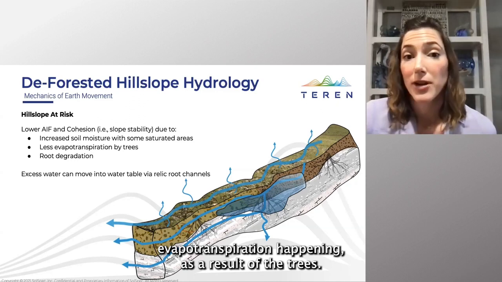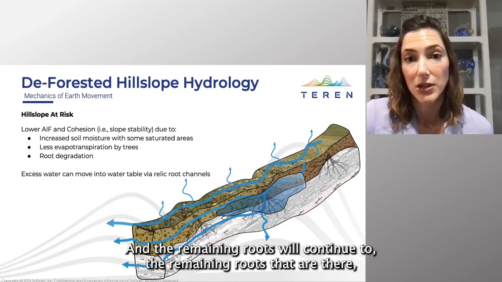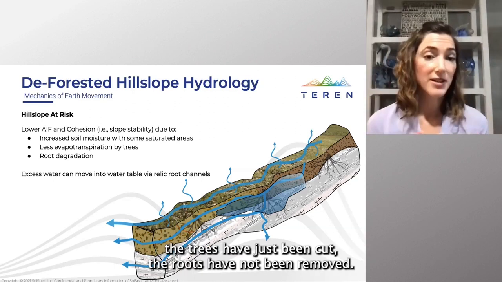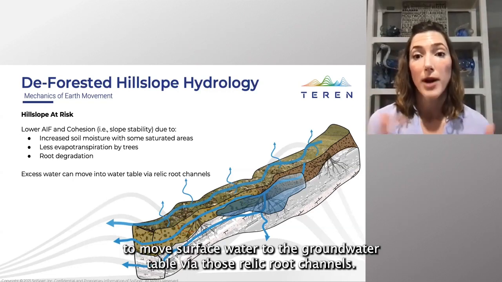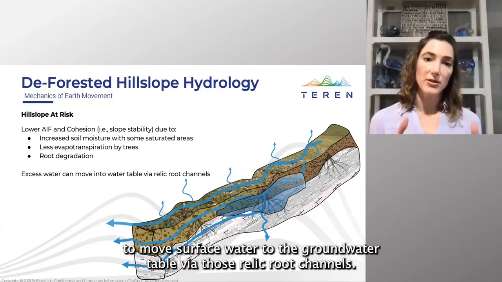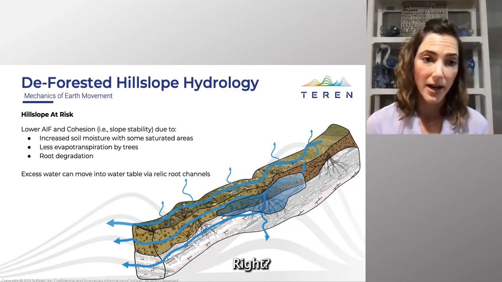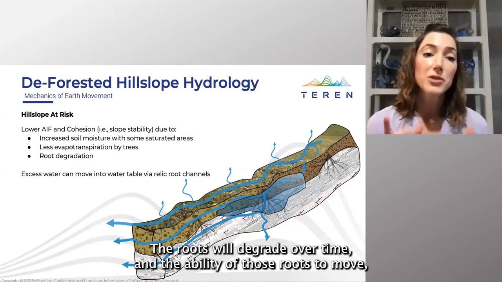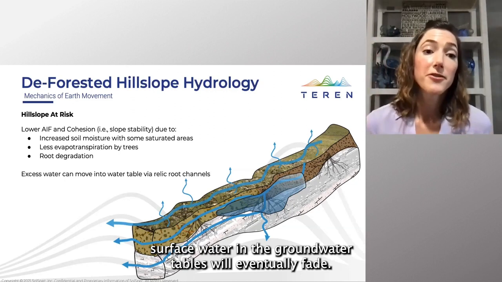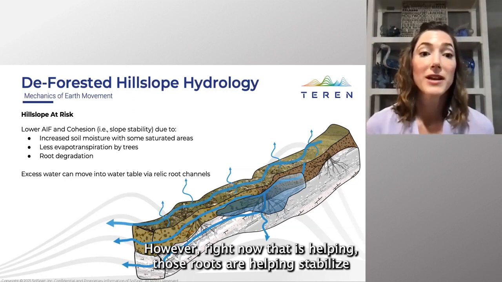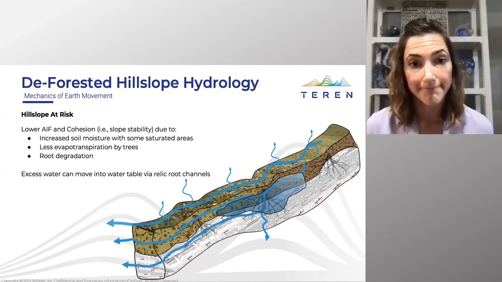There's not any evapotranspiration happening as a result of the trees, and the remaining roots will continue to move water. The trees have just been cut, the roots have not been removed, and so those roots will continue to move surface water to the groundwater table via those relic root channels. That will slowly diminish as the roots degrade, right? The roots will degrade over time, and the ability of those roots to move surface water into groundwater tables will eventually fade. However, right now those roots are helping stabilize the slope and reduce soil saturation.